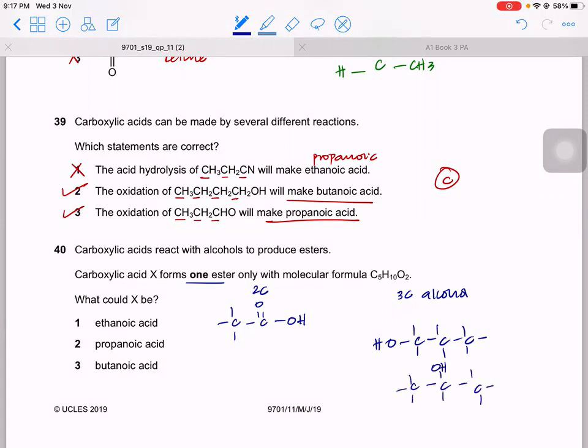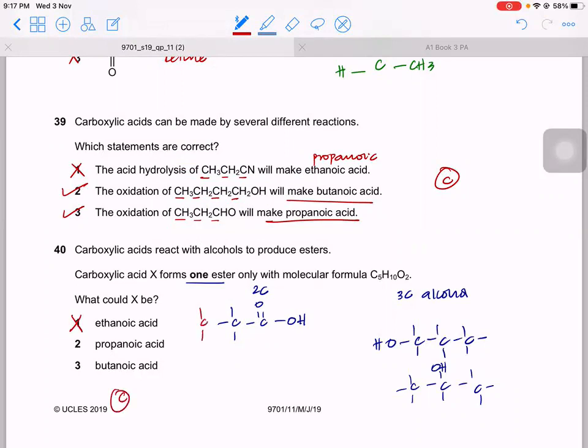So will you have just 1 ester? No. Ethanoic acid can react with propan-1-ol, giving you a 5-carbon ester. It can also react with propan-2-ol, giving you a 5-carbon ester. Therefore, this will not give you 1 ester. This is wrong. Answer will be C.